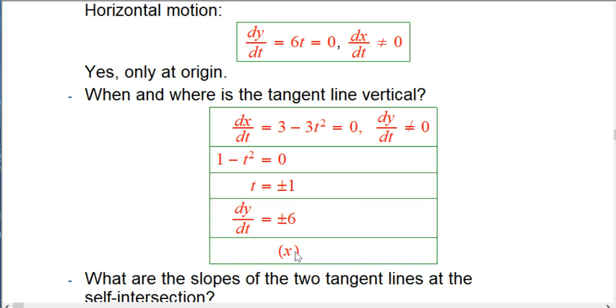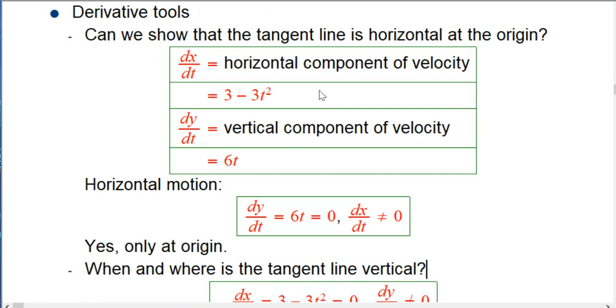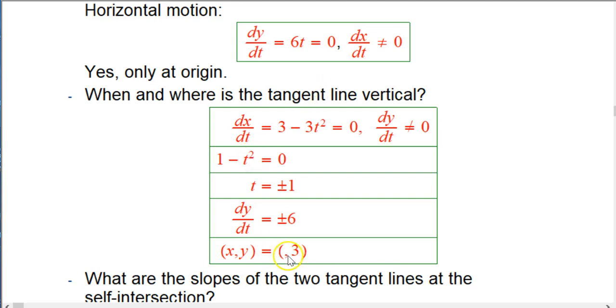So x and y, well, no matter whether this was plus or minus, 3t squared is going to give you 3. And if it's plus, remember it's 3t minus t cubed. We're plugging in, let's say, 1. That's going to be just 2. If I plugged in minus 1, everything would flip and I just get a minus. So it's going to be plus or minus 2, 3.